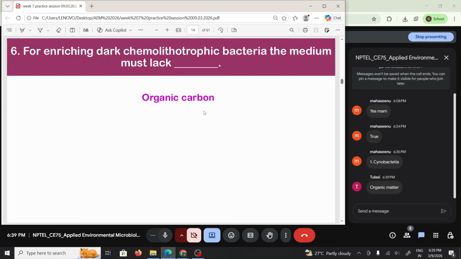Exactly. So we need chemolithotrophic bacteria. When we give organic matter, the organism tends to use the organic matter, which contains carbon, readily. So instead of that, you have to supply readily available inorganic compounds, so that we enrich only the lithotrophs. Without organic matter, the other organisms will eventually be eliminated from the system, and only lithotrophs can survive, and that's how we enrich them.